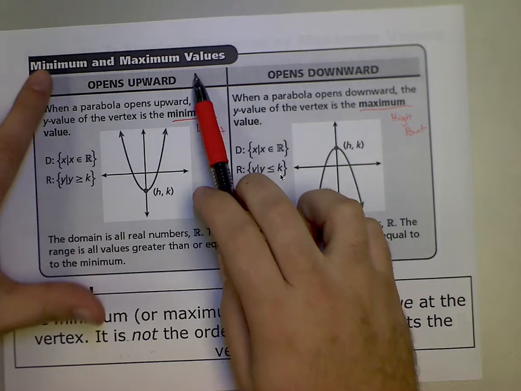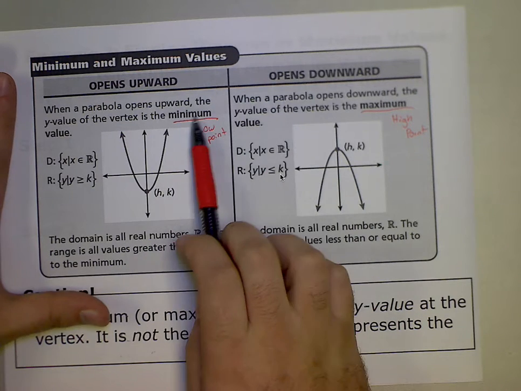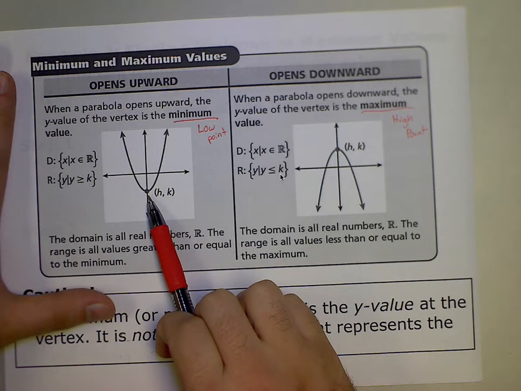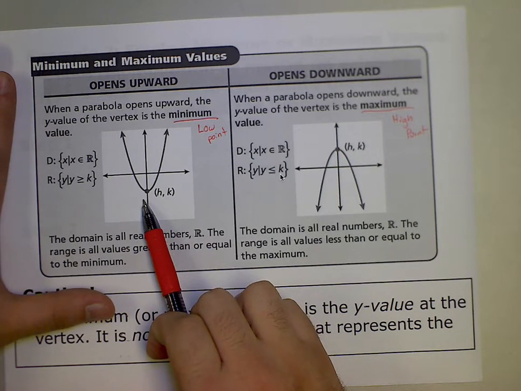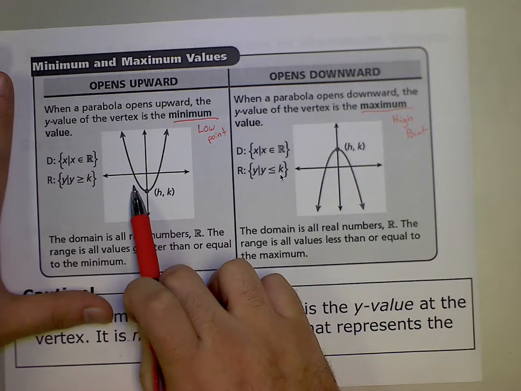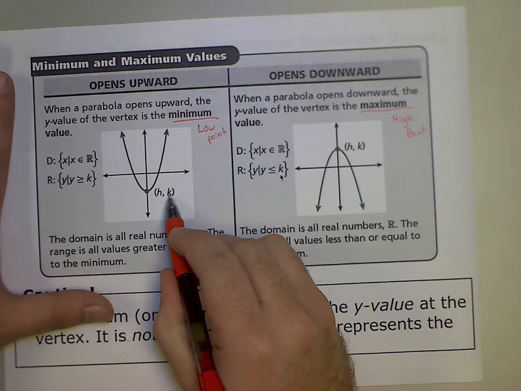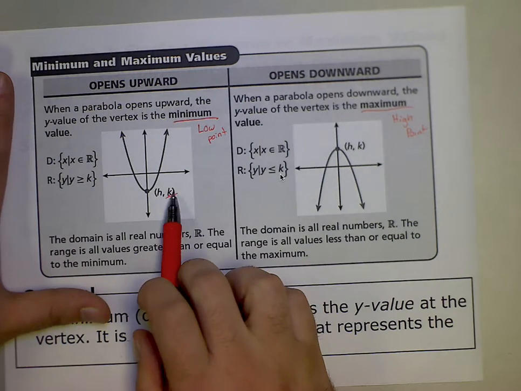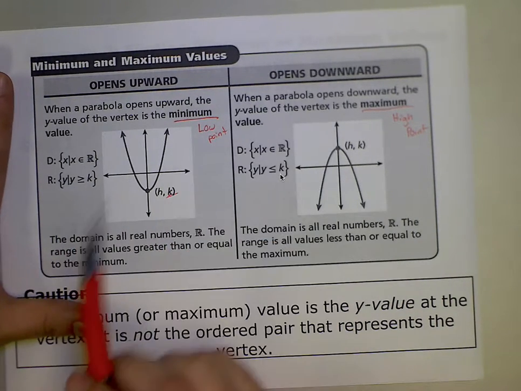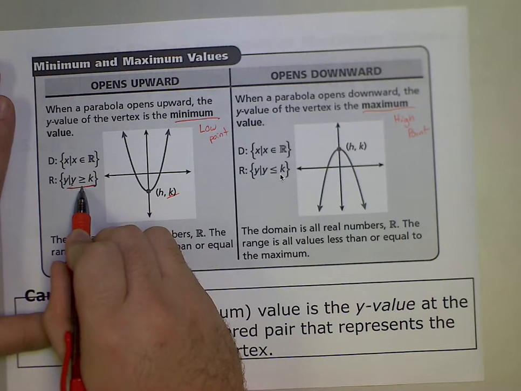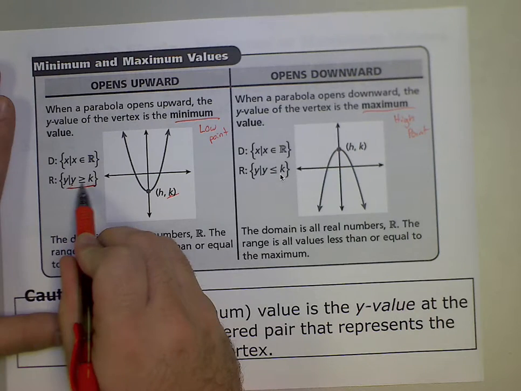If I have a graph that's opening upward, so I get that U shape, I'm going to have a minimum. It's going to come down to a point, and then it's going to turn around and go back up. That point at the bottom, or that vertex, is going to be my minimum value. However, it's not both coordinates here. The minimum value is just that y coordinate, so it's just going to be my k value on that vertex. It's not the ordered pair, it's just the k value. And so when we look at our range, if I have something that's opening upward, my range is when my y's are greater than or equal to my k. So I have y is greater than or equal to k.